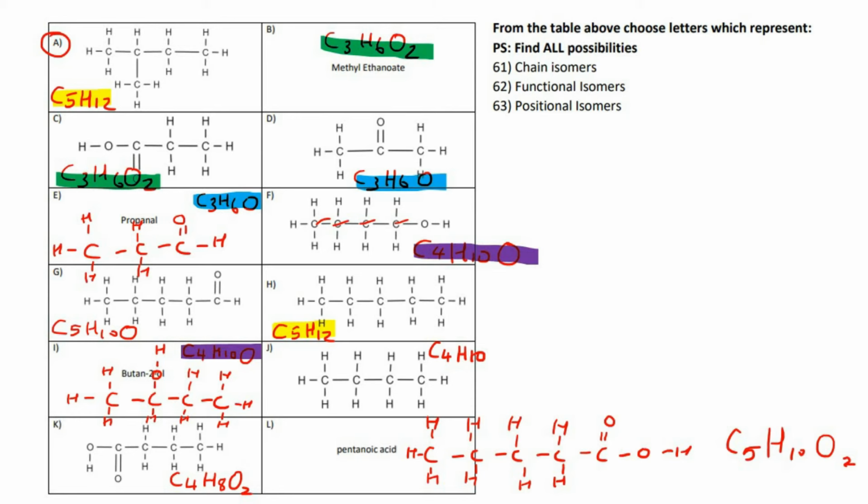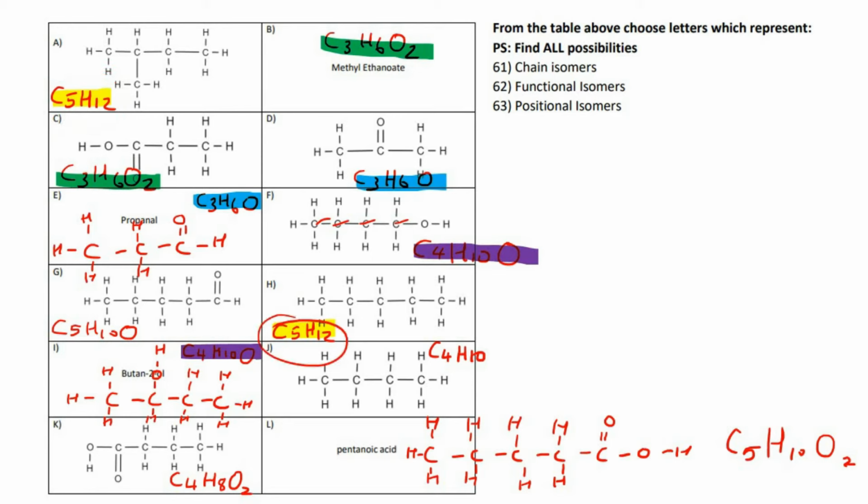Yeah, we did that one. Okay. Yeah, that looks okay. So now it's easier to see which ones are chain isomers because they have to have the same amount of everything. So let's look, for example, at these two. Let's see if they are chain isomers.